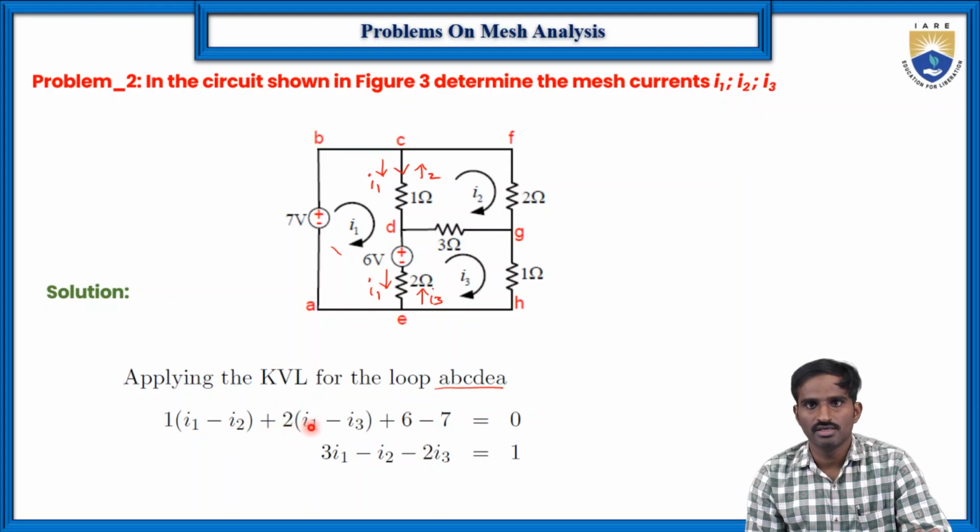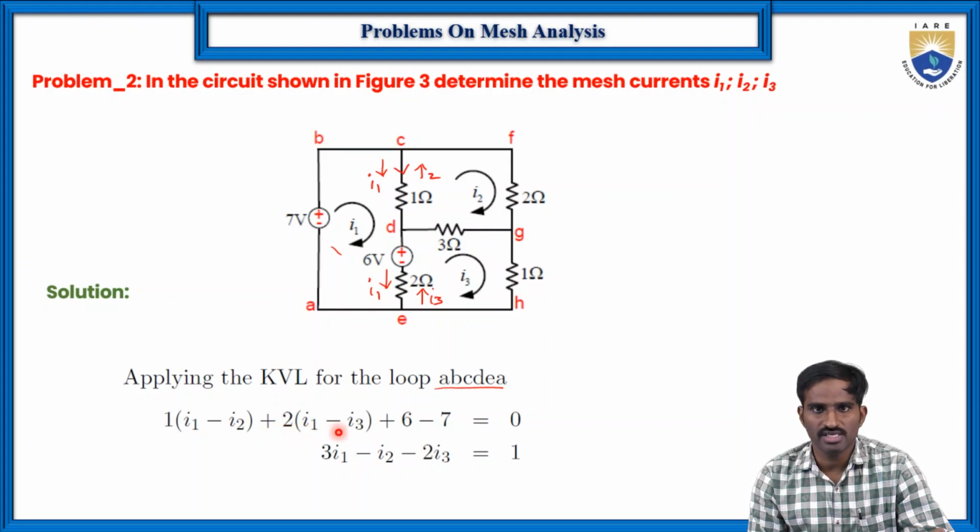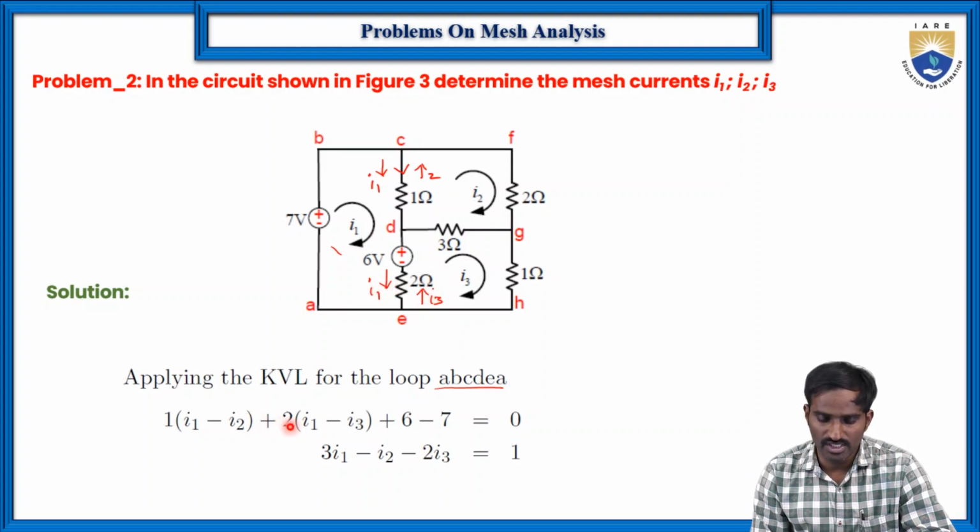Then plus 2 into I1 minus I3, because in the 2 ohms resistor, with respect to loop 1 the current is I1, and with respect to loop 3 the current is I3. So that's why plus 2 into I1 minus I3. And again there are 2 voltage sources. The polarities of this voltage source are plus minus, so it is plus 6, but here it is minus and plus, so it is minus 7, equal to 0.